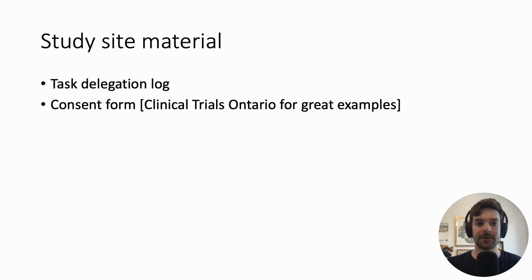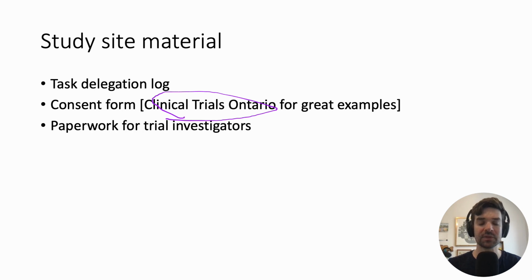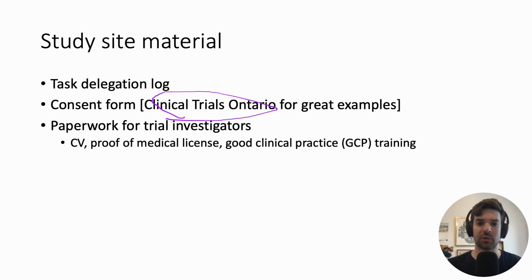Other study site material, of course, you're going to have a consent form, and that generally will have the logo for the individual site. Go to Clinical Trials Ontario here if you want to see some great examples of consent forms that you can use and adapt. There's also going to be paperwork for trial investigators. So, you're going to want to make sure you have a copy of their CV, proof of their medical license if this is, of course, a group of doctors, and they have good clinical practice training or GCP training. You can Google that if you're not sure what that is, but that's absolutely necessary for your site leads as well as the coordinators.